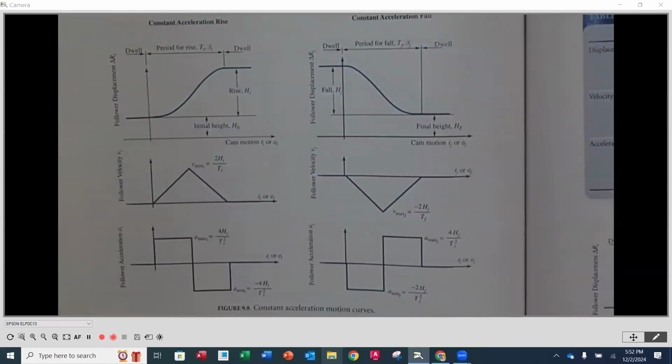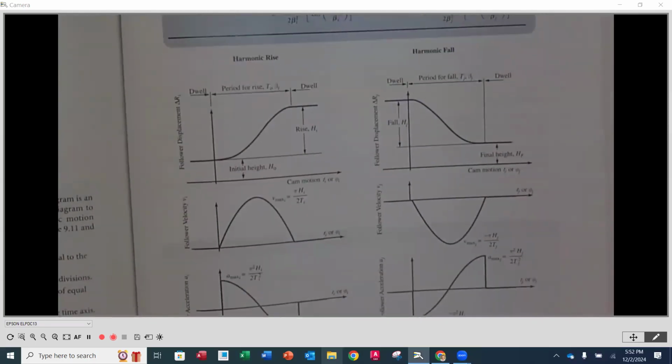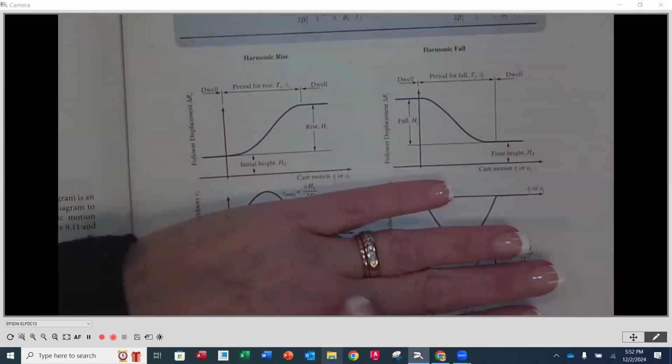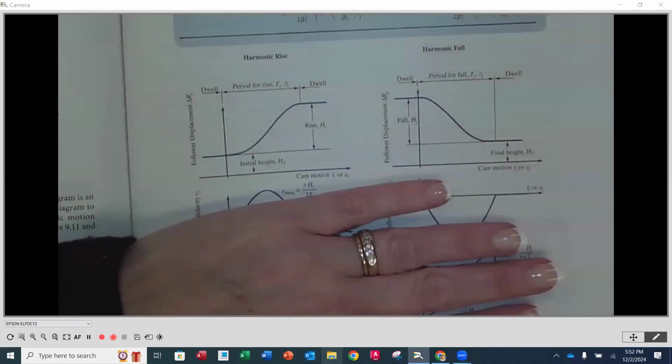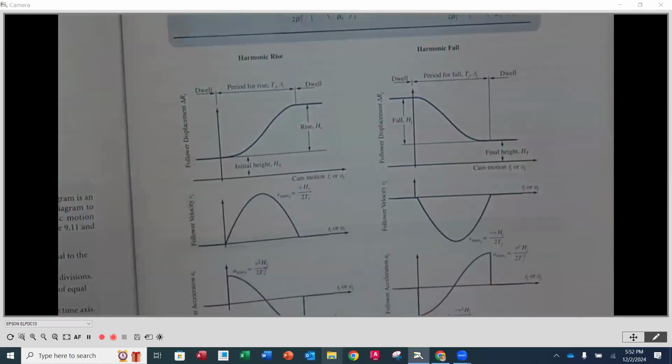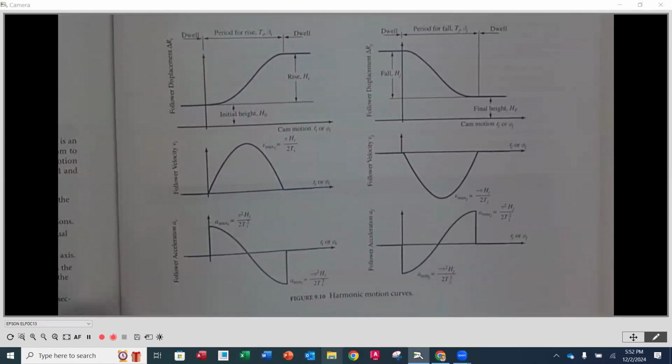So again, constant acceleration is not one that we see very often. The two that we see most often are harmonic and cycloidal. The first one here is harmonic. This doesn't look much different than the constant acceleration one, but when we look at velocity, now we're starting to get nicer curves and smoother operation for the velocity first, and then also for the acceleration in and out.